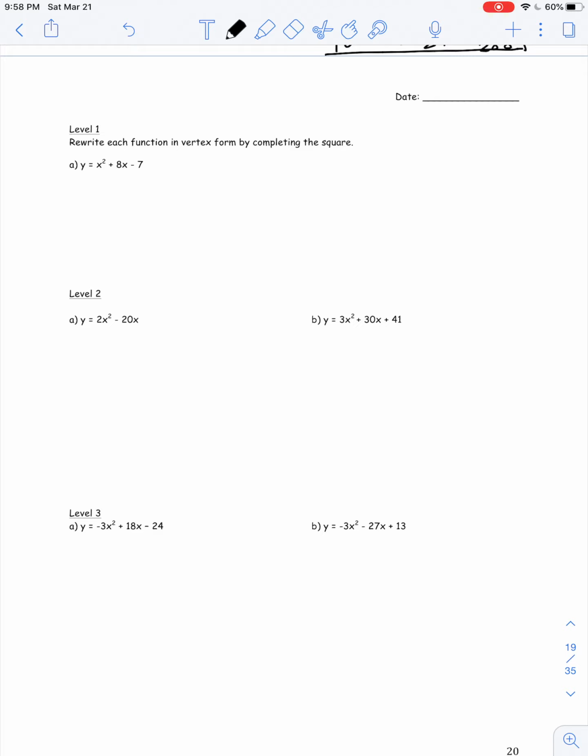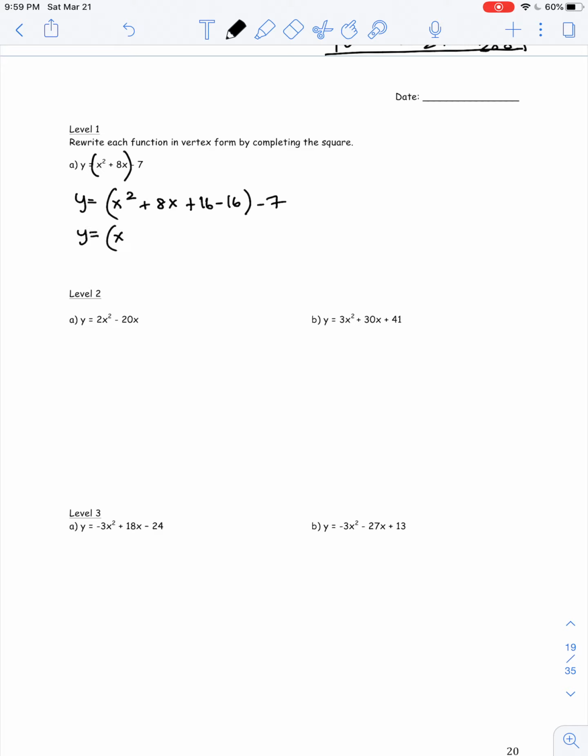Okay, so you should have now filled in all your answers. I'm going to give you my answer so that way you can check your answers. So step 1, remember, you put brackets around your first two terms. You take half the middle and you square it, and that's what you're adding and subtracting. So half of 8 is 4, and if you square it, you get positive 16 minus 16. And we still have this minus 7 sitting outside there that we don't touch.